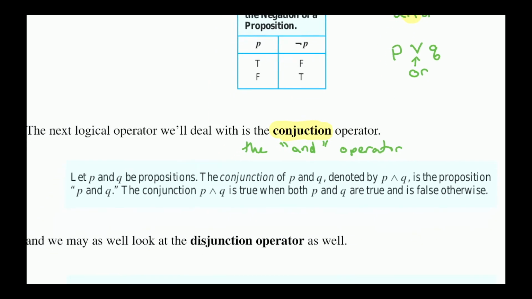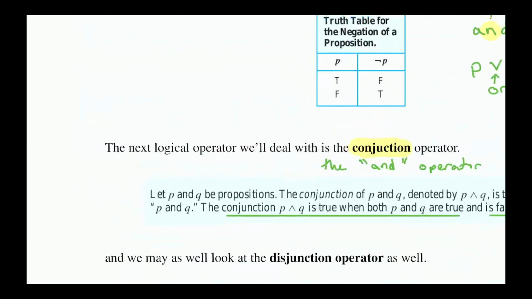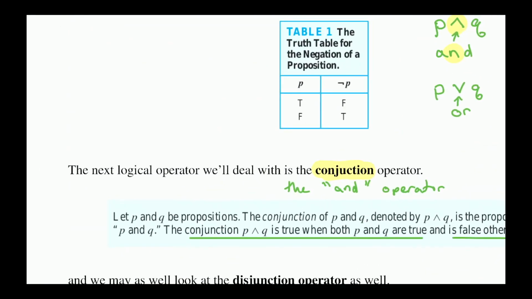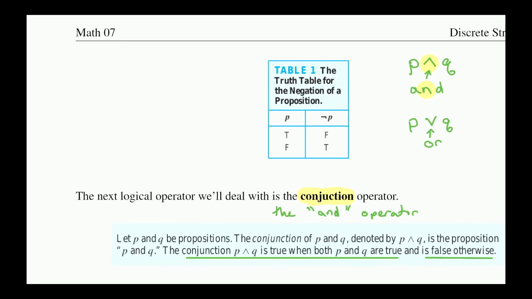And the definition here, this is the book definition straight from the book, tells you how it's supposed to work. So take a look at this. Conjunction is true when both P and Q are true, false otherwise. So probably down below here, there's going to be a truth table. There is, but I'm going to draw the truth table here and we'll learn how to draw it.